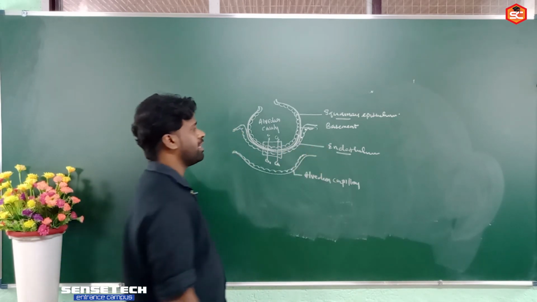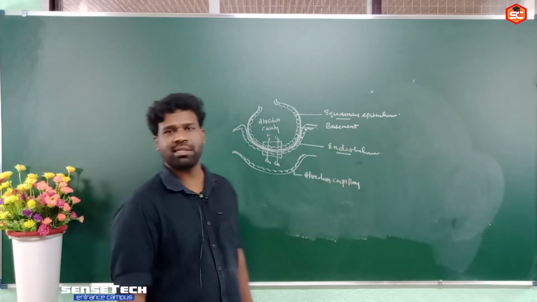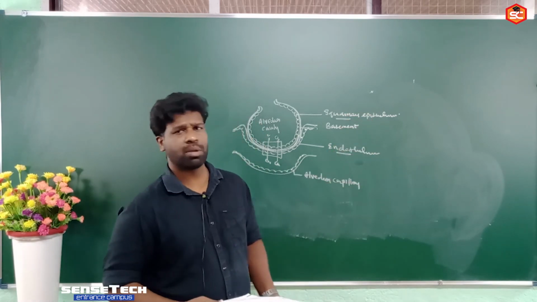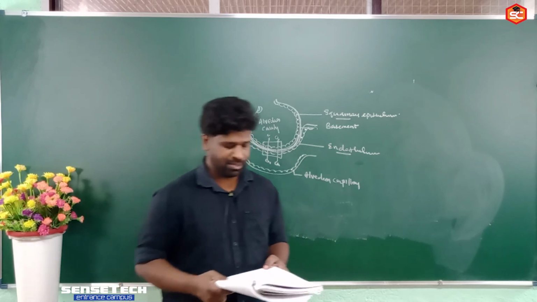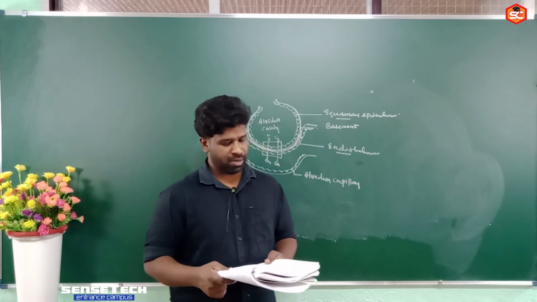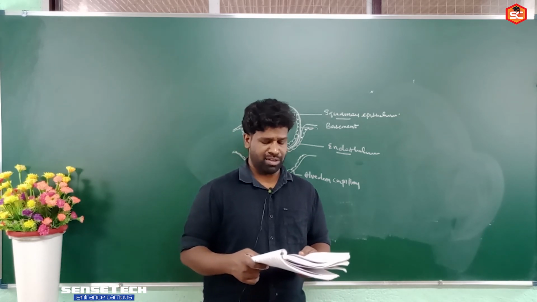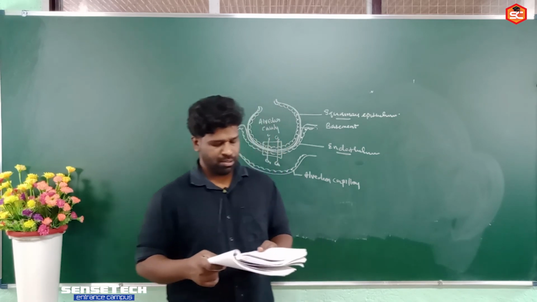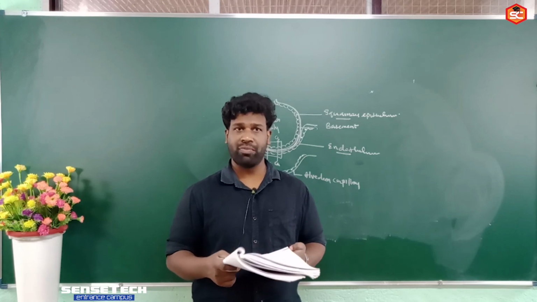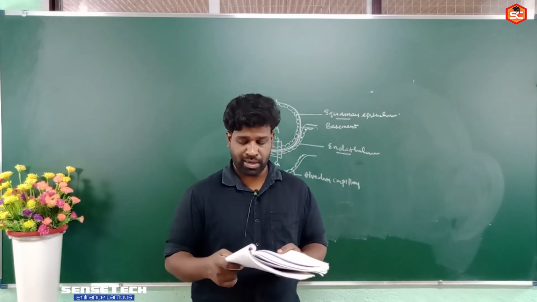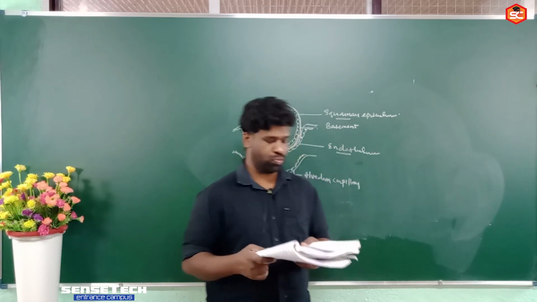The total thickness of these three layers is less than 1 millimeter. This is favorable for increasing the rate of diffusion of respiratory gases. So the diffusion membrane is made up of three major layers, namely the thin squamous epithelium of alveoli, the endothelium of alveolar capillary, and the basement membrane in between them. So the answer is option 2.